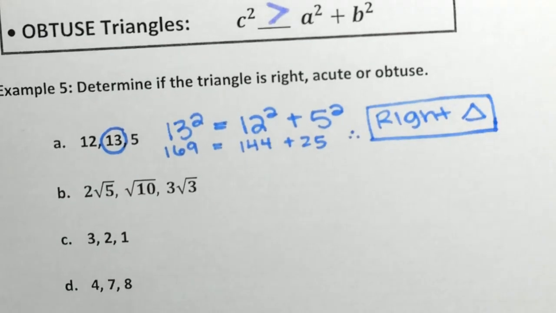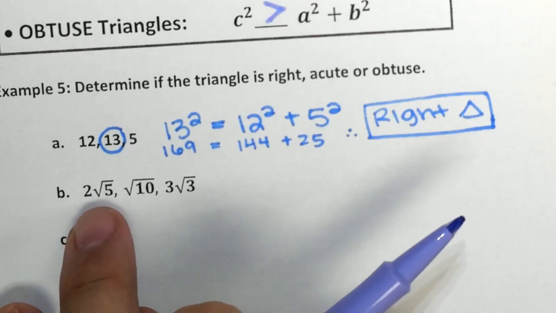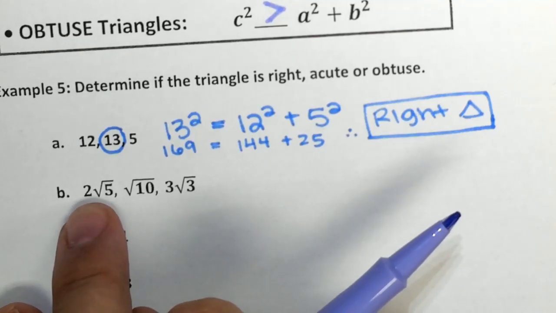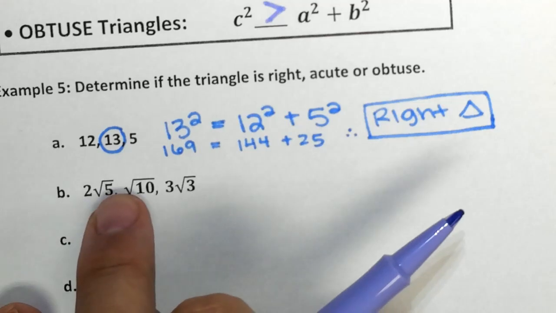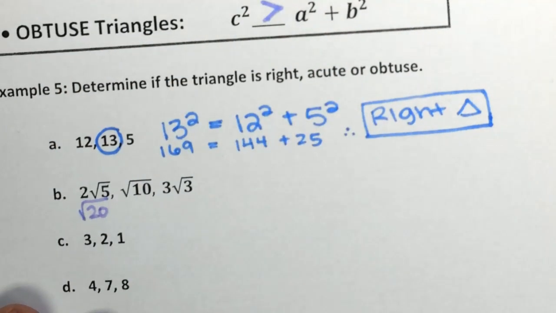A question like B is a little confusing because which one is the biggest number? The last one. Okay. Here's how you can know. Unsimplify it. Y'all look up and quit talking. Unsimplify it. 2 as a radical is what? Square root of 4 times the square root of 5 is root 20.